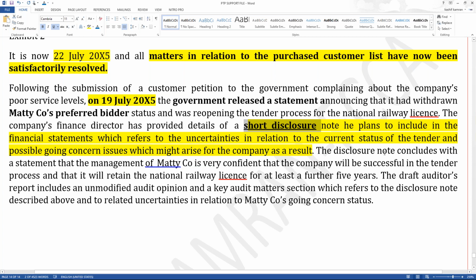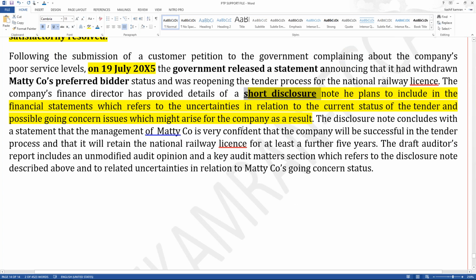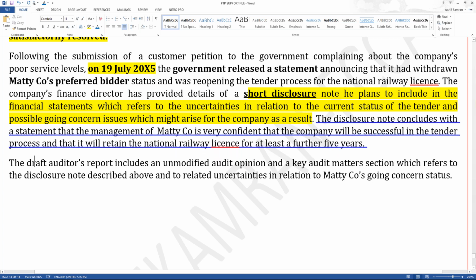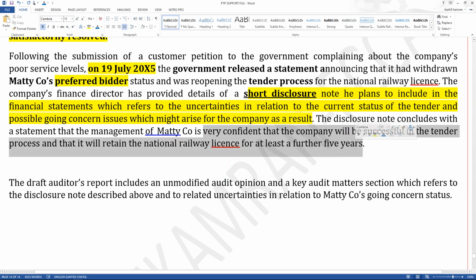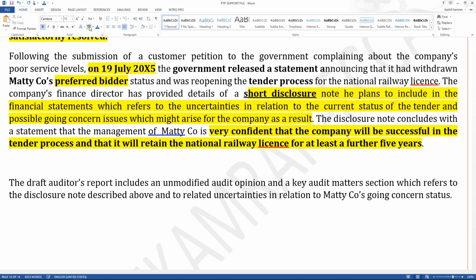The disclosure note concludes with the statement that the management of METI company is very confident that the company will be successful in the tender process and that it will retain the national license for at least the next 5 years. So the company is still optimistic that in the tender process we will still win it. Has the company been put out of the tender process, or will they be participating in the tender process? They are no more a preferred bidder, but are they still part of the tender process? So the company is taking a very subjective stance that they're still confident that they will win the license for the next 5 years. Probably this seems like a very subjective judgment, and probably like they're fabricating the mindset of the shareholder. They're still telling the shareholder, don't worry about it, we will still get the license.